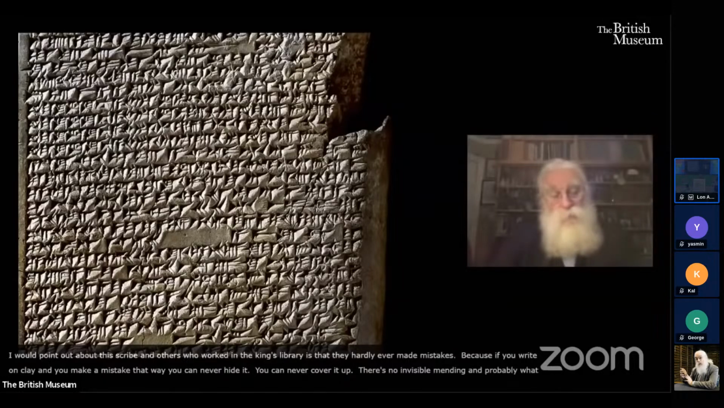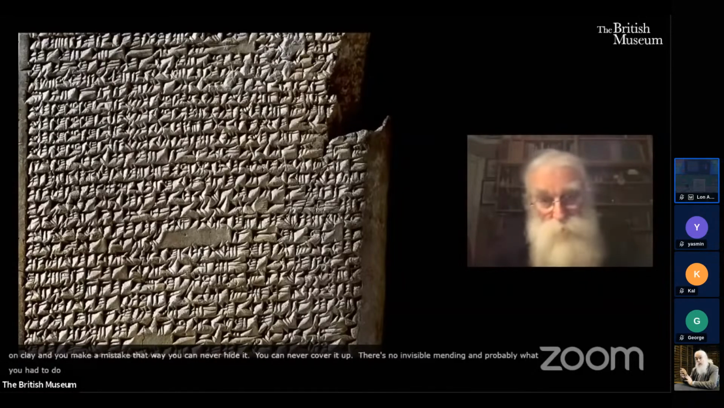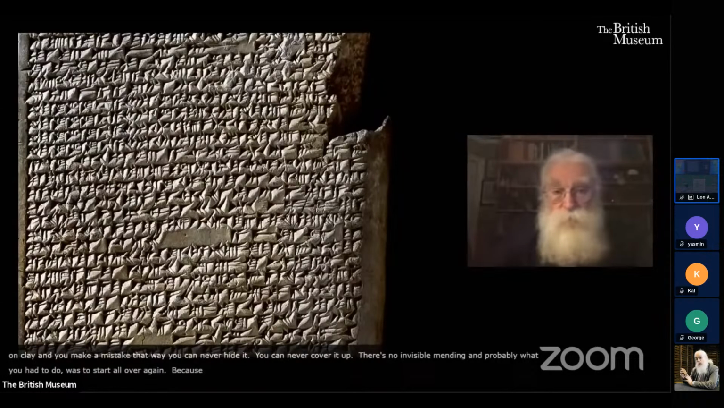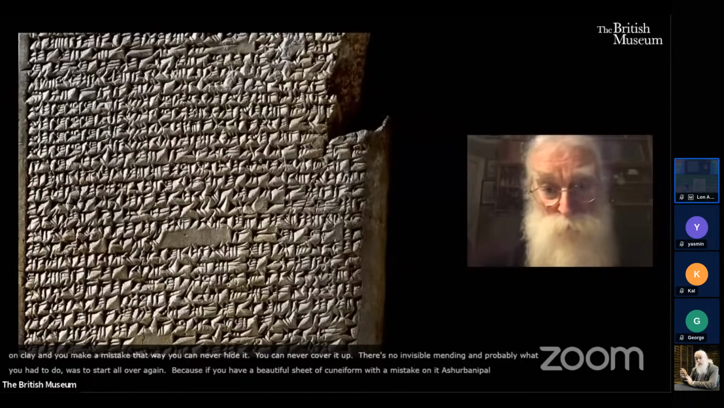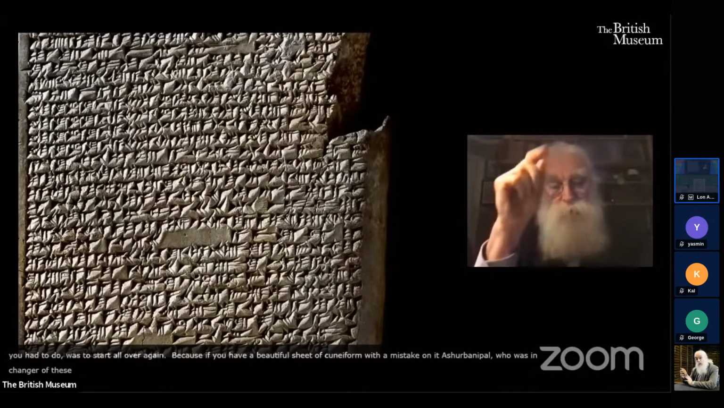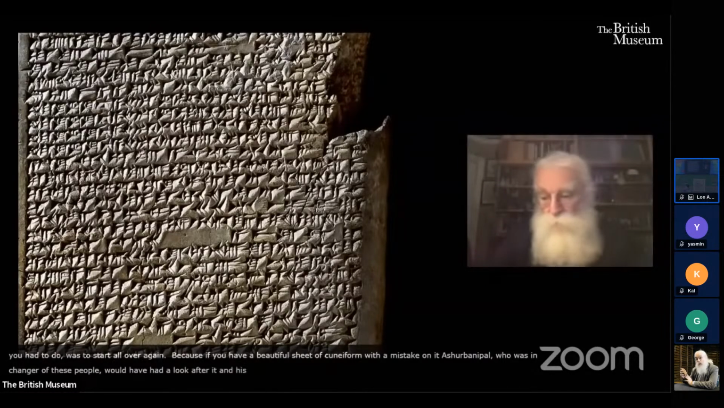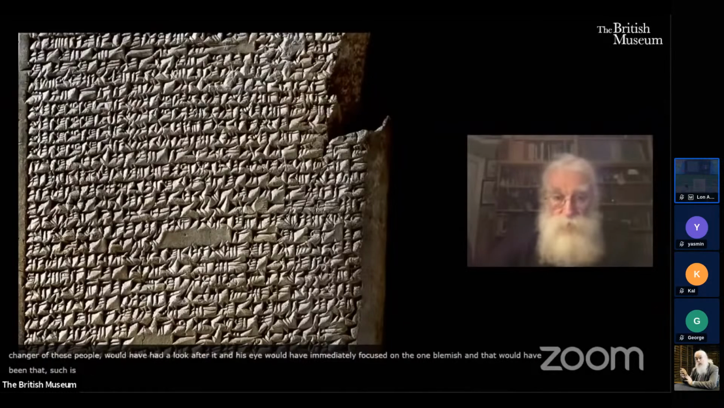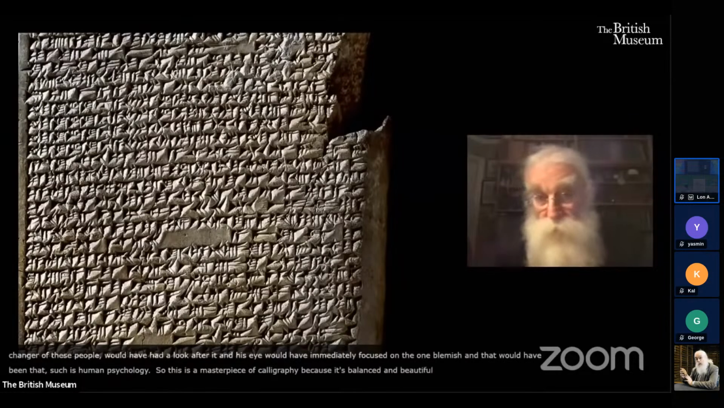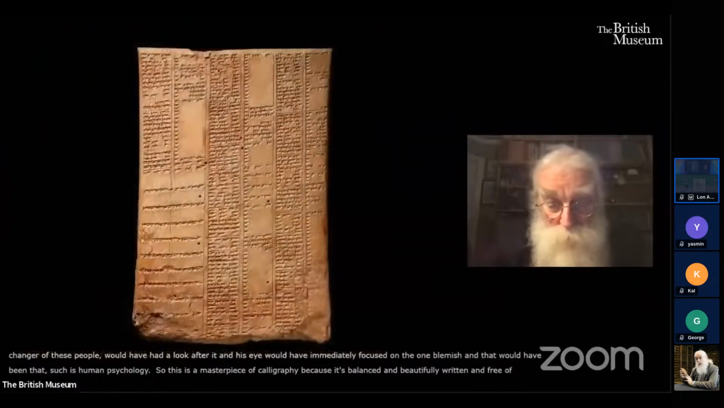Losing your temper was to start all over again. Because if you have a beautiful sheet of cuneiform with a mistake on it, Ashurbanipal, who was in charge of these people, would have had a look at it, and his eye would immediately have focused on the one blemish, and that would have been that. Such is human psychology. So this is a masterpiece of calligraphy because it's balanced and beautifully written, and it's free of error.